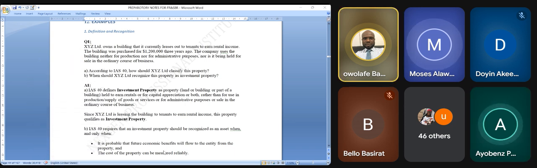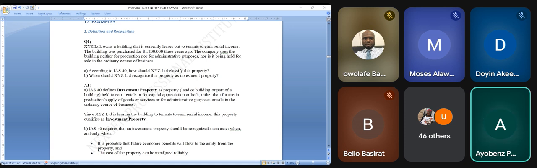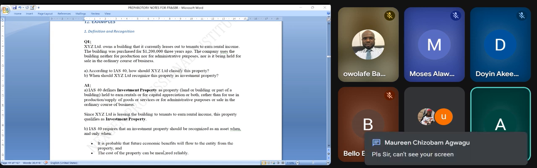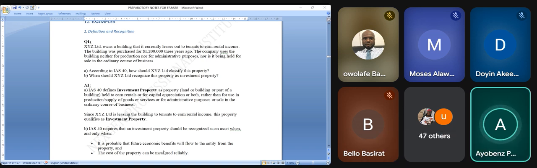XYZ Limited owns a building that is currently leased out to tenants to earn rental income. The building was purchased for 1.2 million 3 years ago. The company uses the building neither for production nor for administrative purposes, nor is it being held for sale in the ordinary course of business. A. According to IAS 40, how should XYZ Limited classify this property? B. When should XYZ Limited recognize this property as investment property? The answer here, I modeled the answer there.